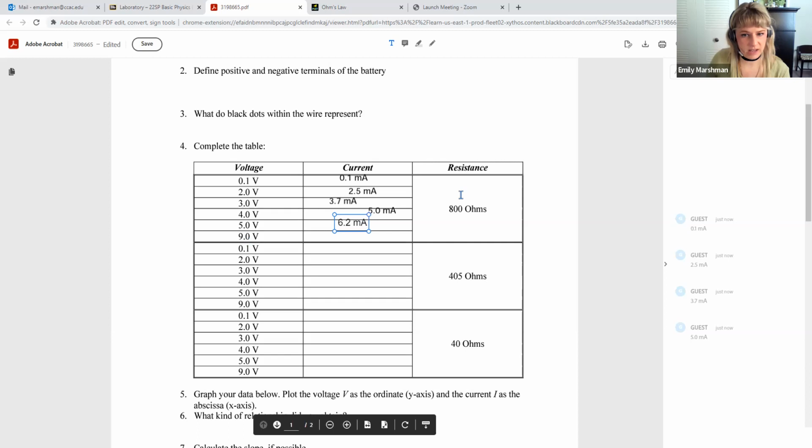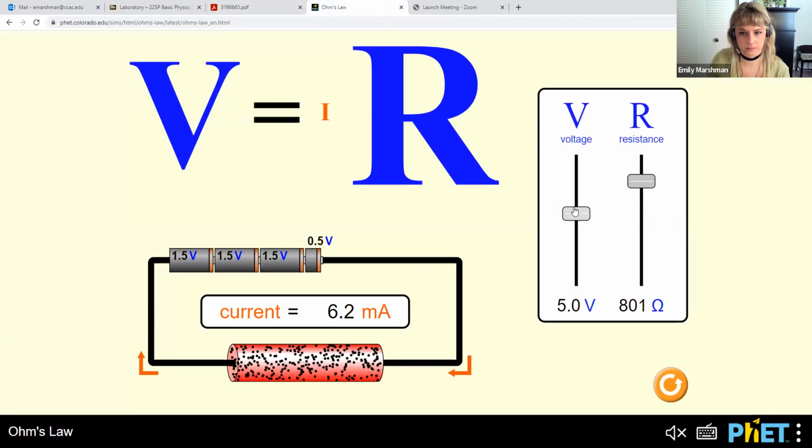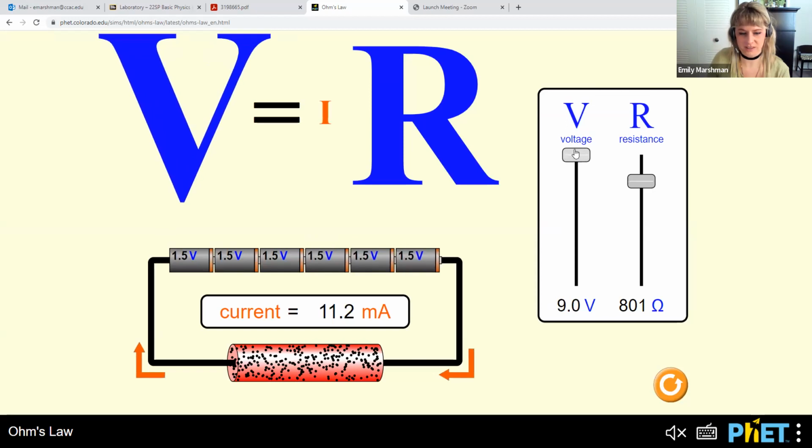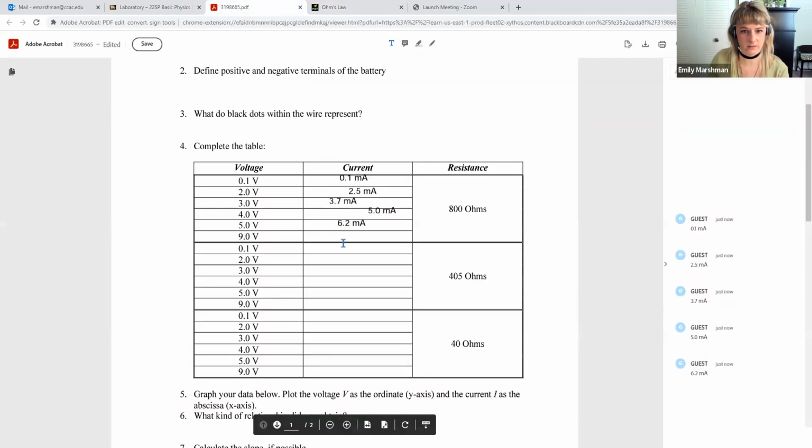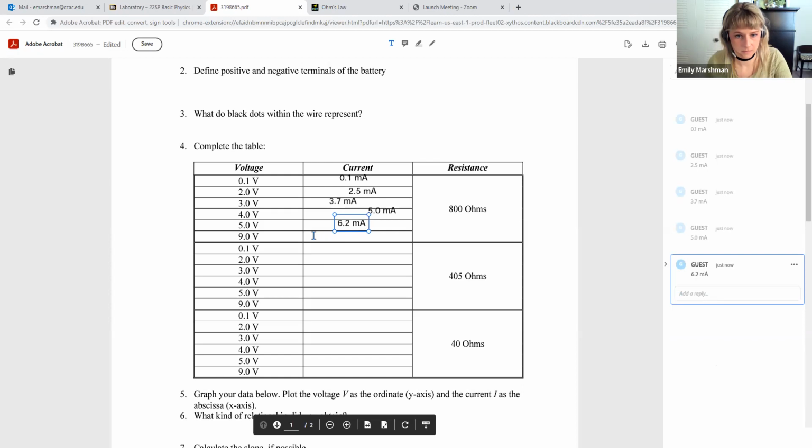And then the last one at this particular resistance is going to be 9 volts. All the way to the top, 11.2 milliamps. So larger voltage at a given resistance is going to be more current flow. I've provided more energy, potential energy, that's going to allow the current flow to go faster. 11.2, let's record that. Okay.